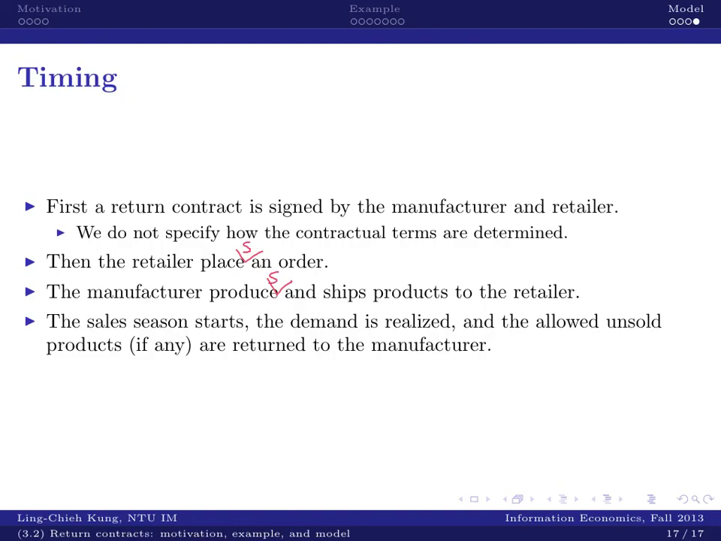And after all of this, the sales season is going to start, and the demand will be realized. And then the allowed unsold products, if there are any, will be returned to the manufacturer, and the manufacturer pays the return credits. Okay, that's how they play this game. So now we have the model, we have the utility functions, we have the timing. In the next lecture, we're going to tell you how to solve this game.